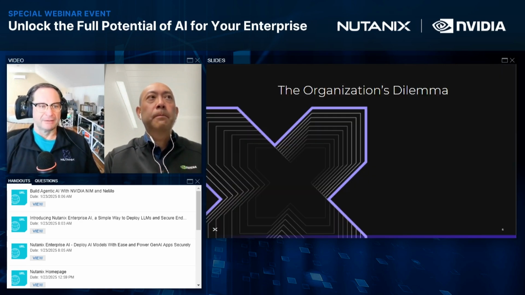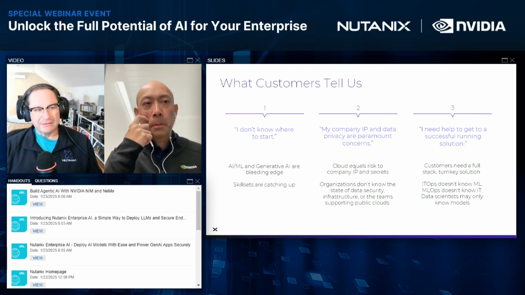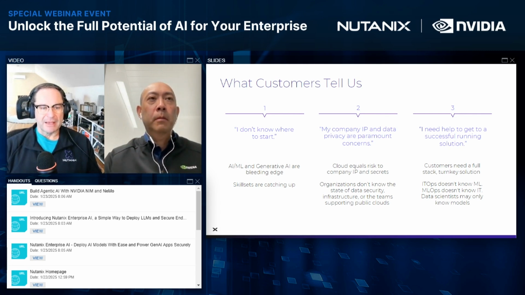Okay, but what's the dilemma that most organizations are facing? Where are they getting stuck in the mud, if you will? Where are they getting hampered down? And this is what we hear from customers all the time, which is the customers telling us, I don't know where to start. I know AI is something we're going to do. It is bleeding edge. My skill set needs to be caught up. I may be lacking, or there may be a skills gap, but I just don't know where to start.